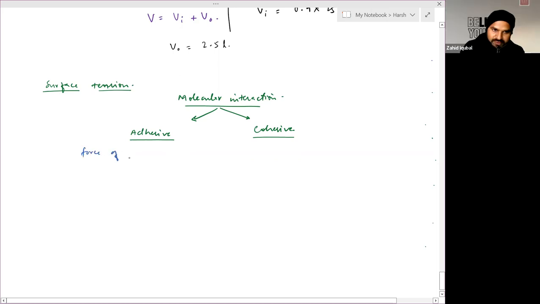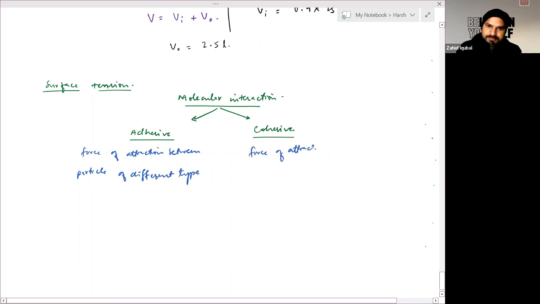So adhesive force is force of attraction between particles of different type, and cohesive force is force of attraction between similar particles.